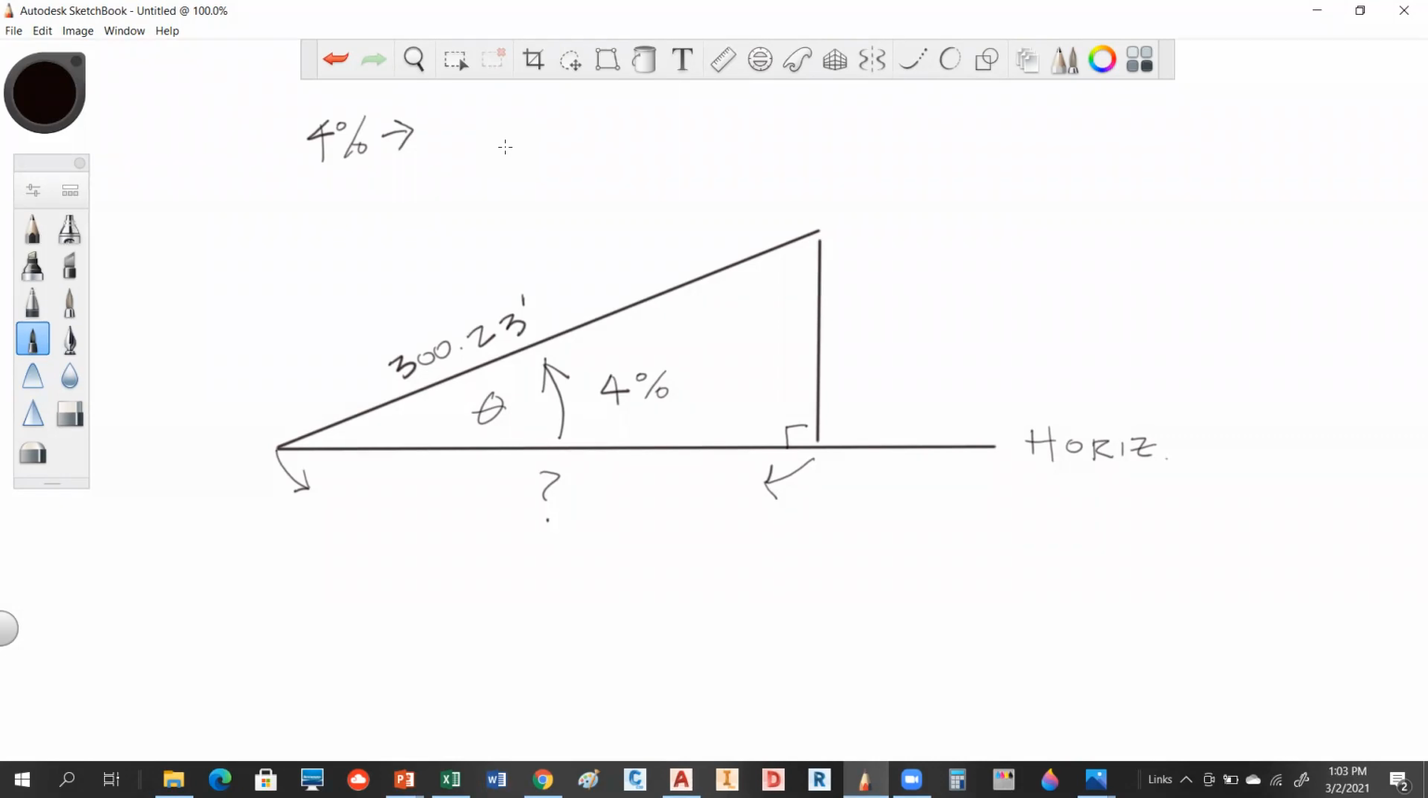Okay, further. I'm okay with what you're saying, but I'm not okay with how you're saying it. It would be 4 feet per 100 feet horizontal distance. Okay, still not hearing what I want to hear. 4 feet of rise over 100 feet of run. You said the run, but you didn't say the rise. Okay. And by the way, this is unitless.